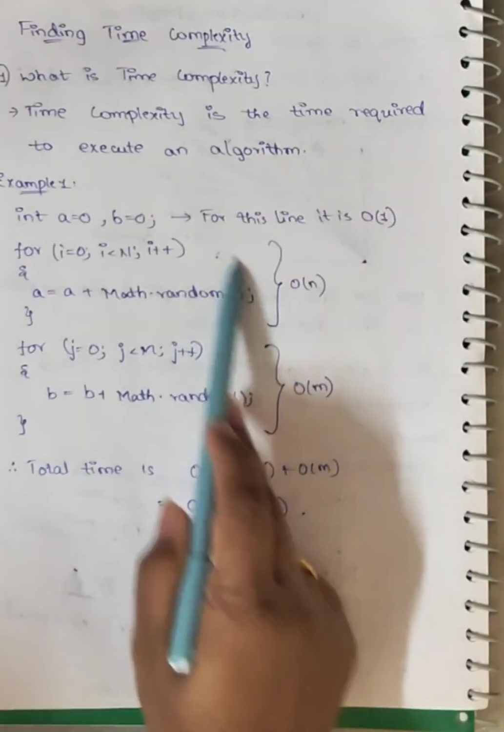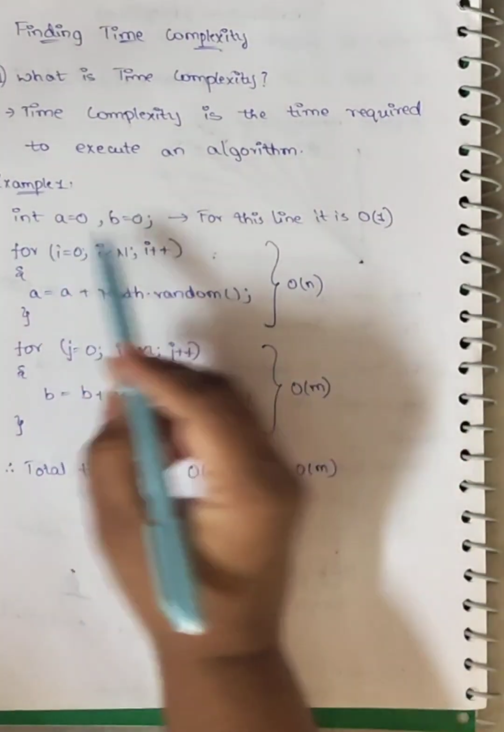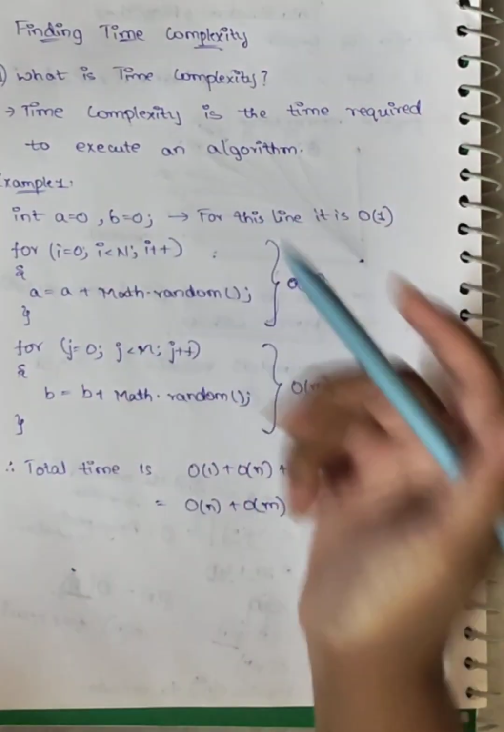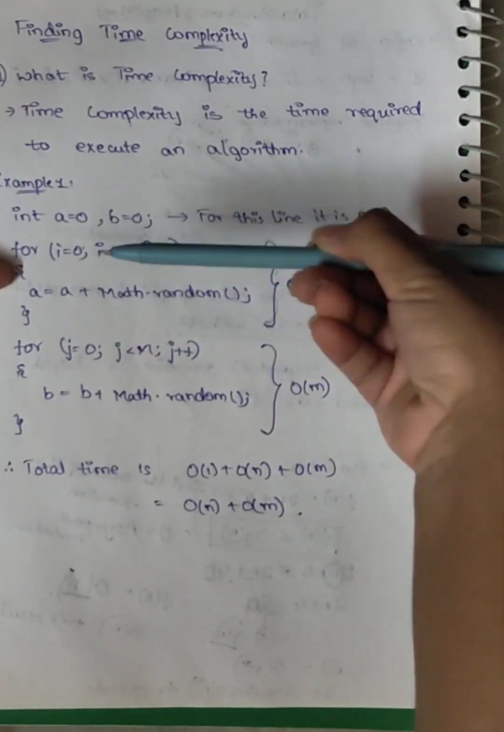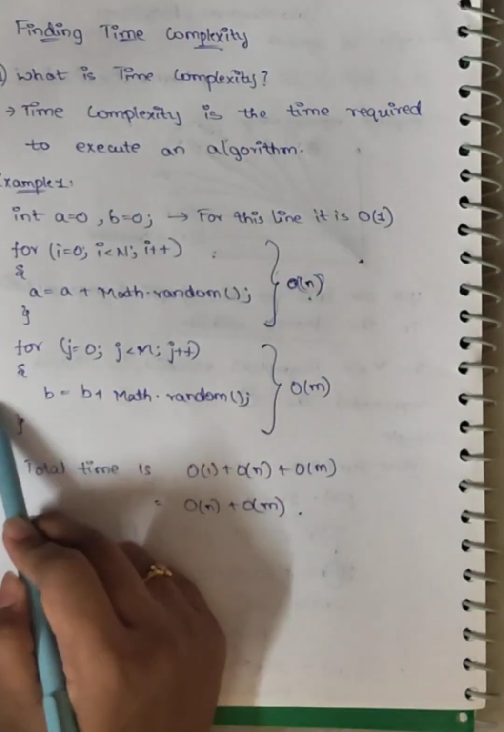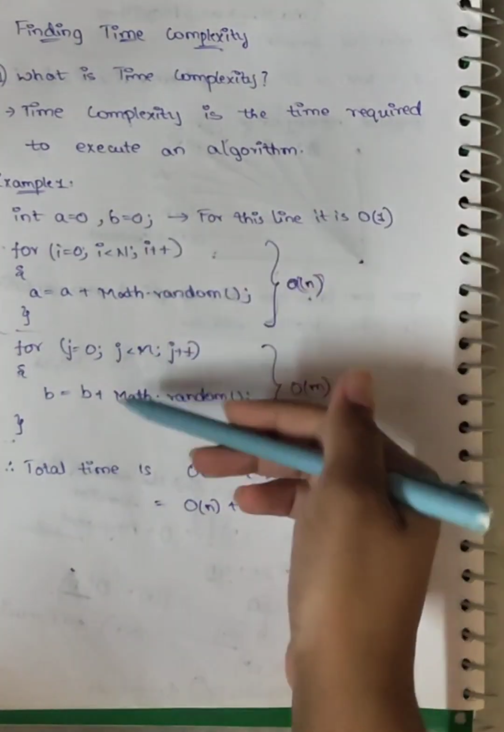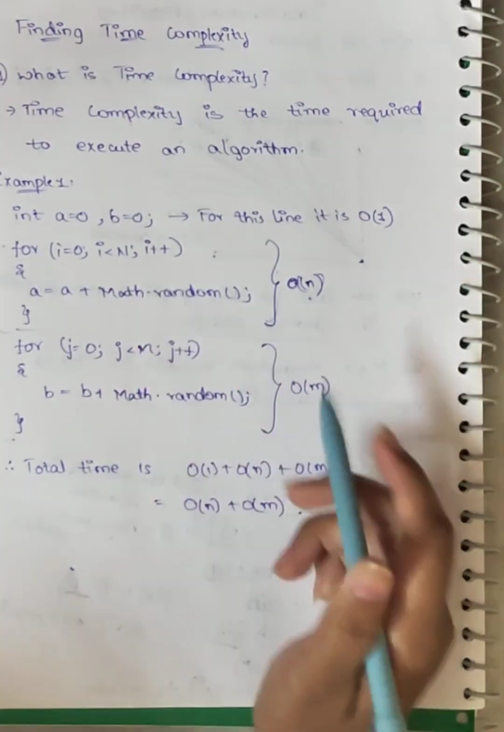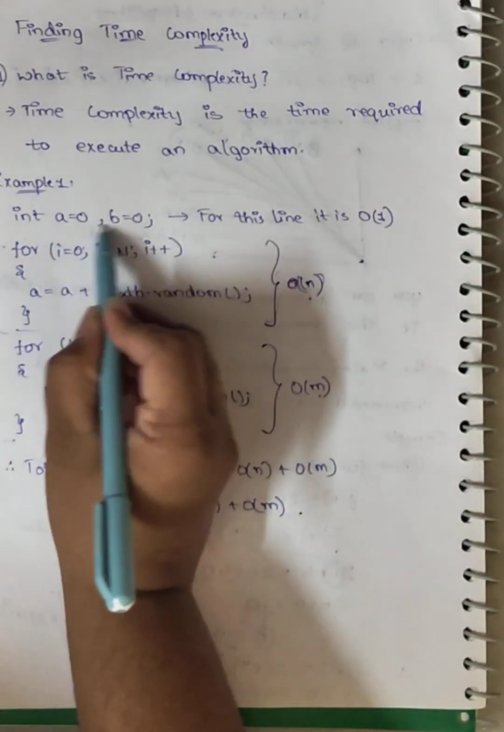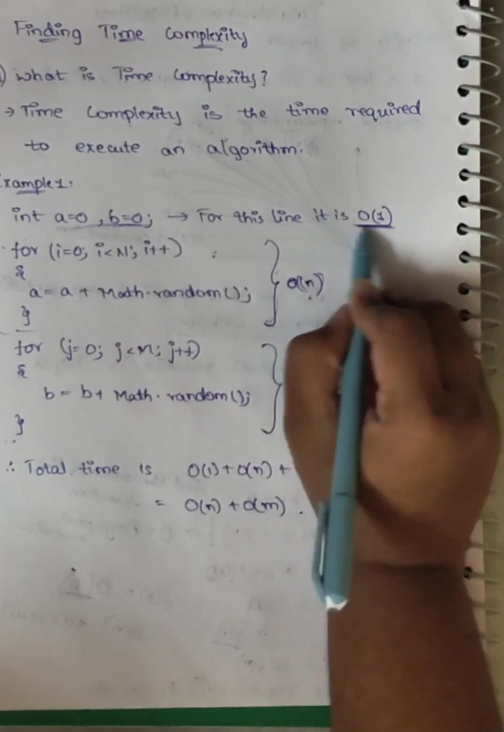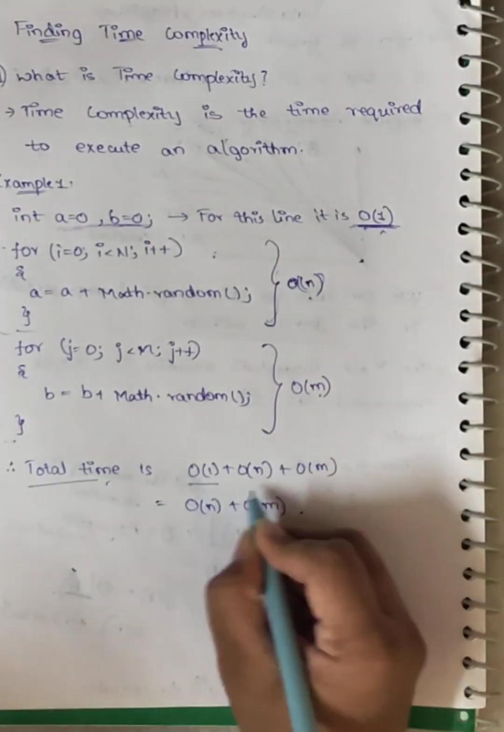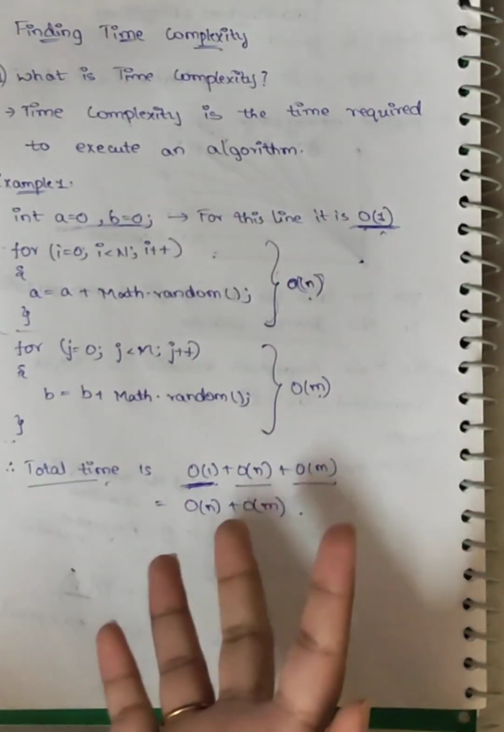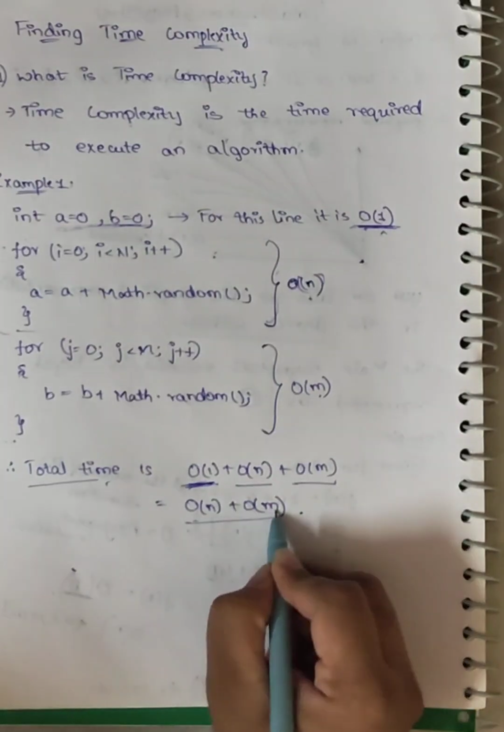We have a for loop, and a for loop takes big O of n times. One for loop is not inside the other for loop. This for loop is separate, and this for loop is separate. This is not a nested for loop. So this one takes big O of n times, and this one separately takes big O of m times. And this line, which is constant, takes big O of 1 time. So total time is big O of 1 plus big O of n plus big O of m. We can neglect the constant, so it is big O of n plus big O of m.